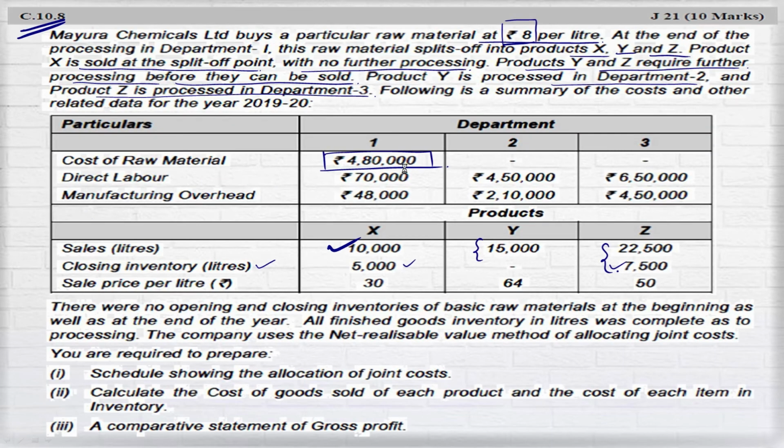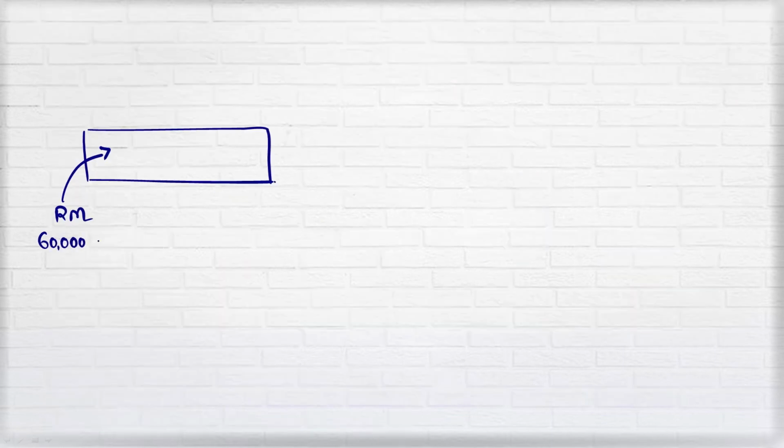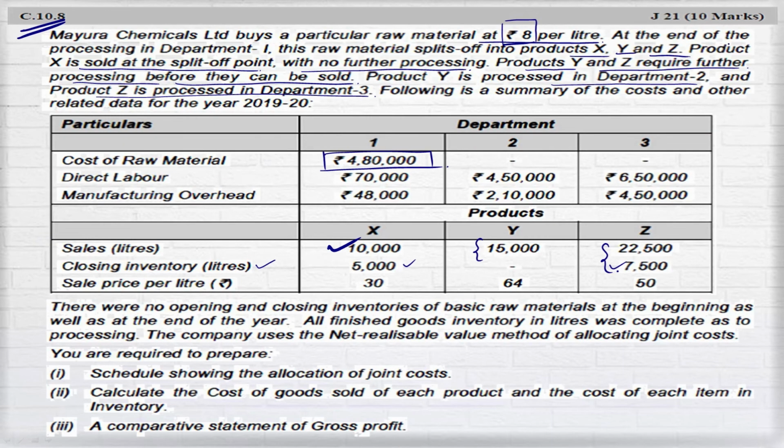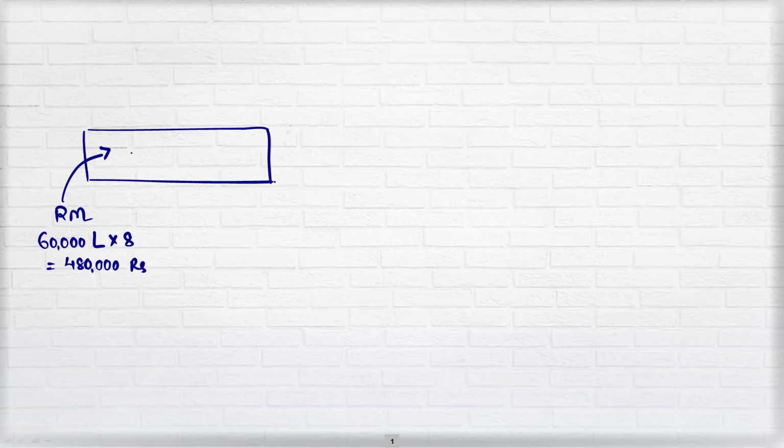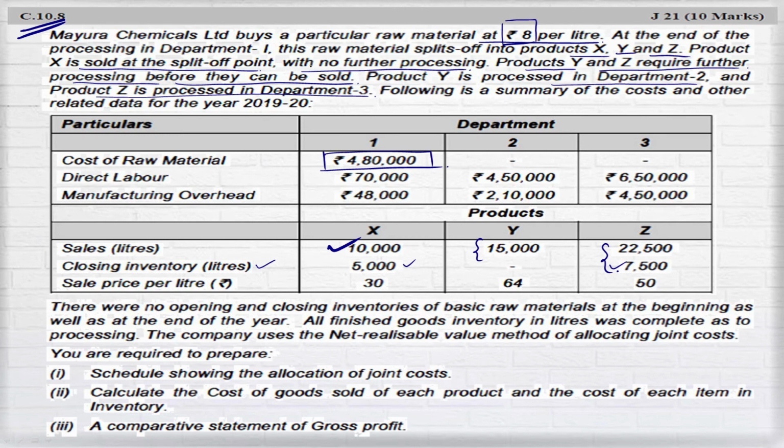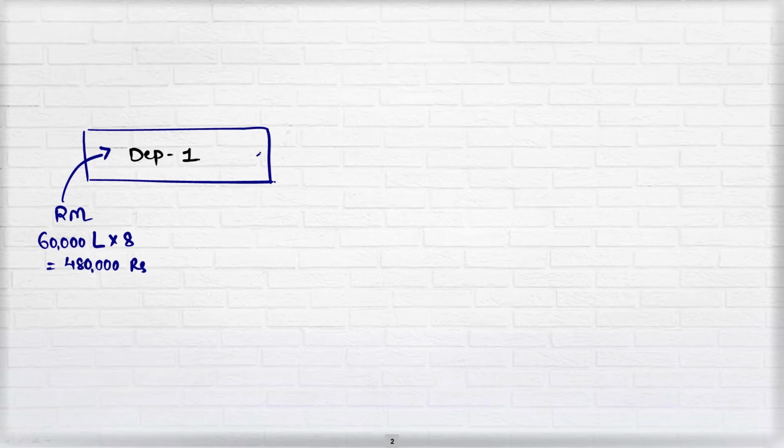Let me draw our chart. Raw material is input. How much raw material is input? 60,000 into 8, 4,80,000 rupees. At the end of the processing in department 1, so processing happens in department 1, the raw material splits off into X, Y and Z.